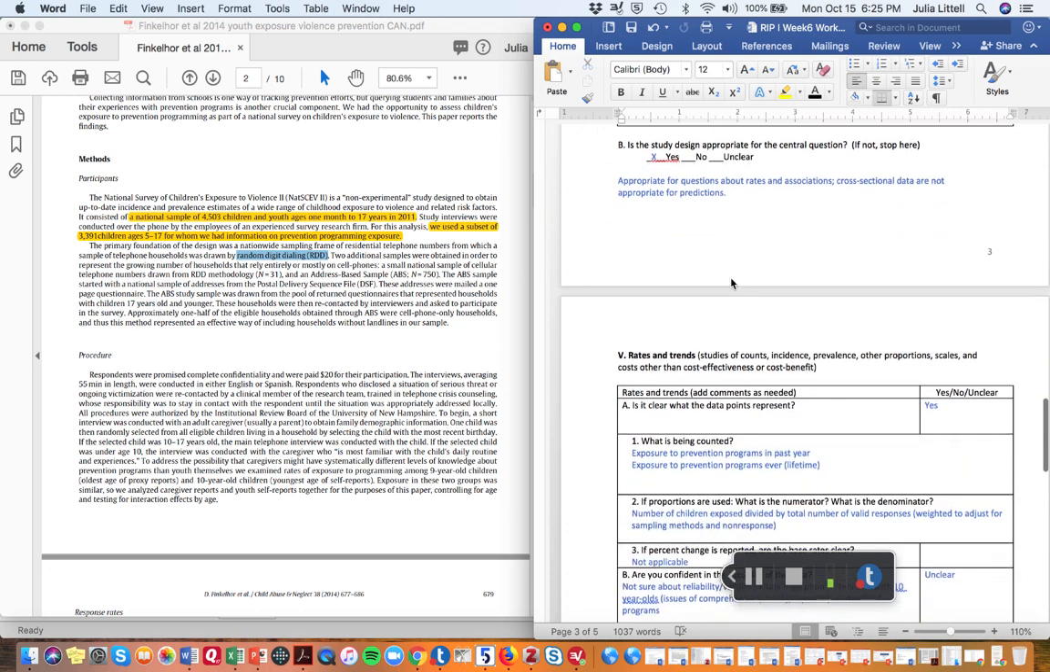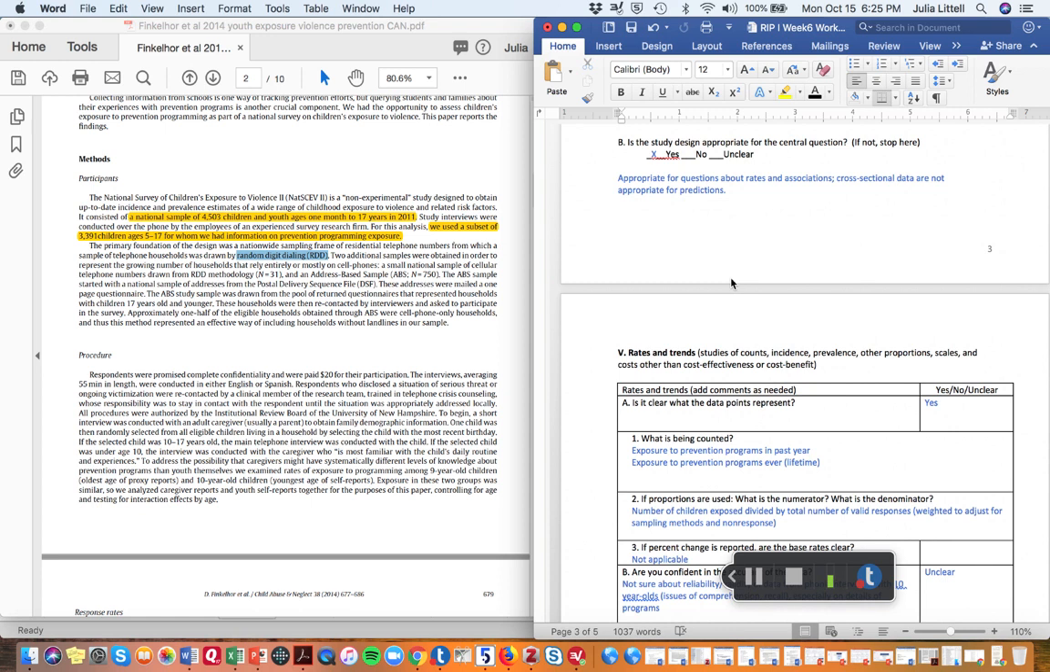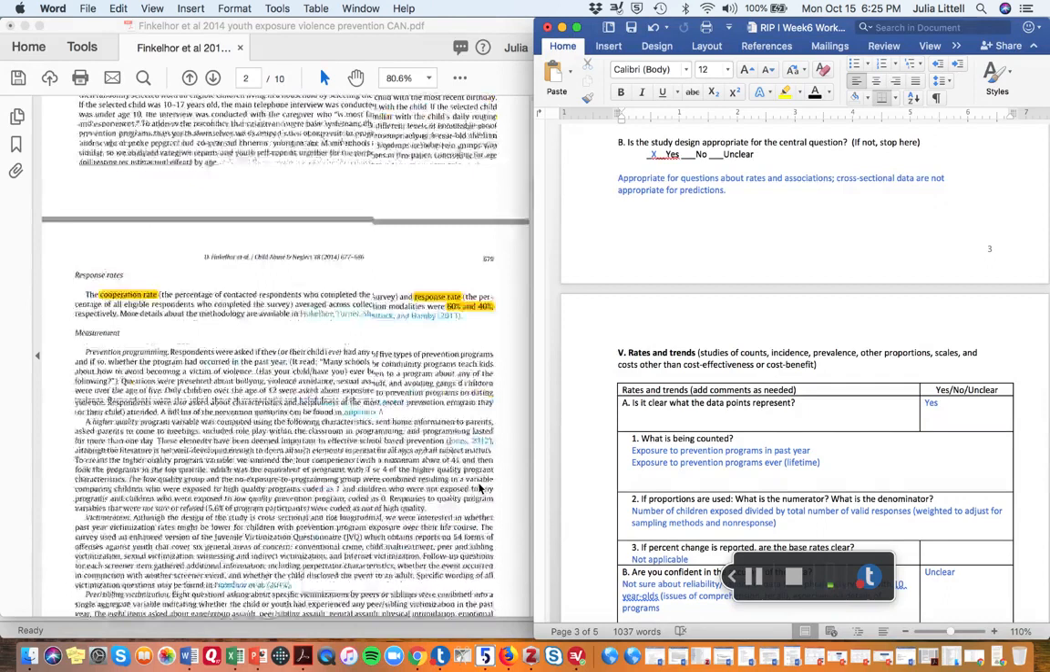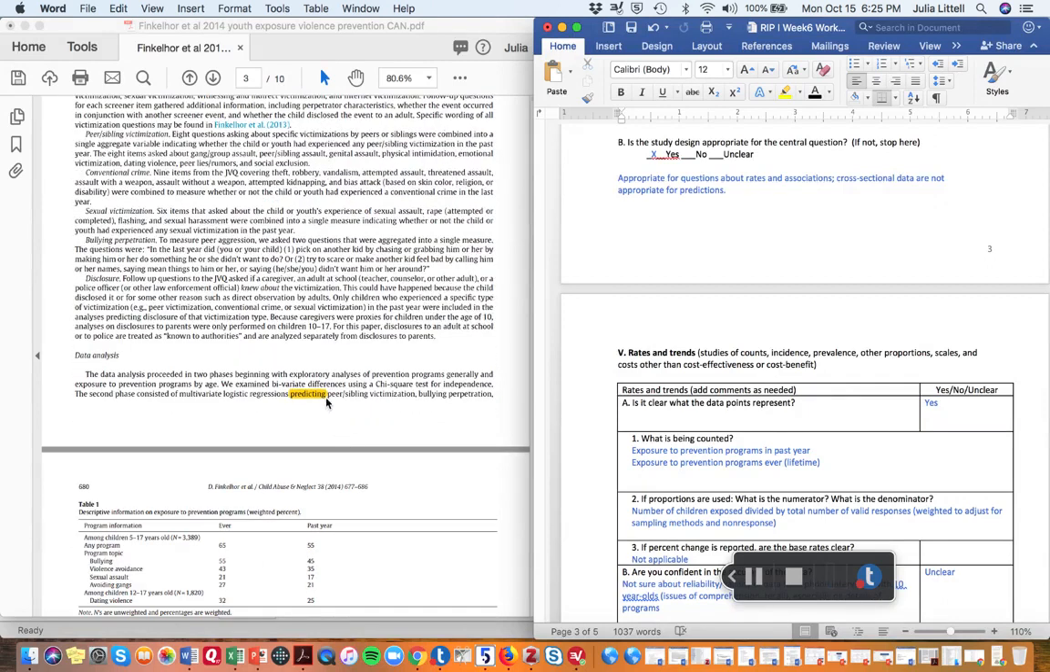Is the study design appropriate for the central questions? Yes, I think so. Wouldn't have given it to you otherwise. It's not perfect, but it is appropriate for questions about rates and associations. So it's particularly appropriate for the question about exposure to prevention programming. Again, not ideal, but appropriate. And for looking at associations between measures of age and some other things, okay. However, the cross-sectional data are not appropriate for predictions, and they do use the word prediction in the article. Here it is at the bottom of page 679. Now, I think they're using prediction in a statistical sense here. They know they're not predicting from one point in time to another, but this is not an appropriate design for predictions.